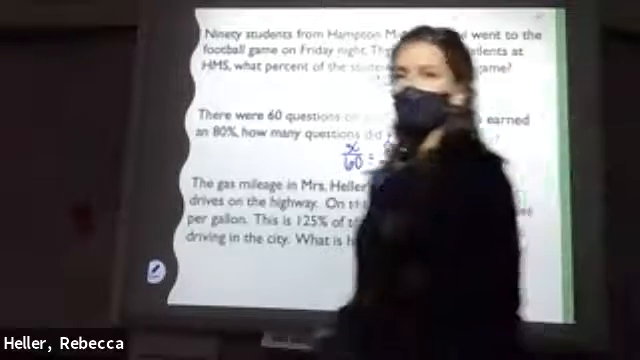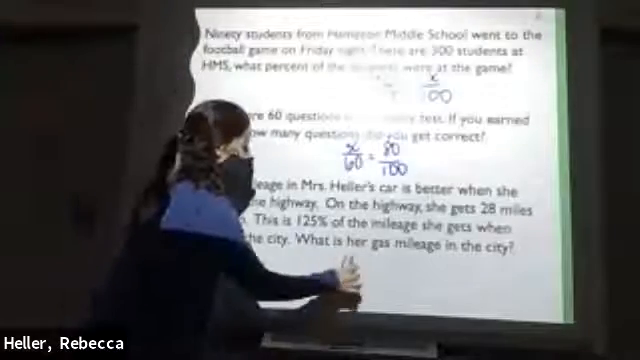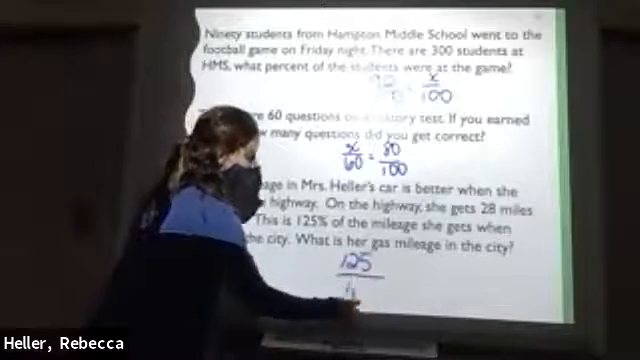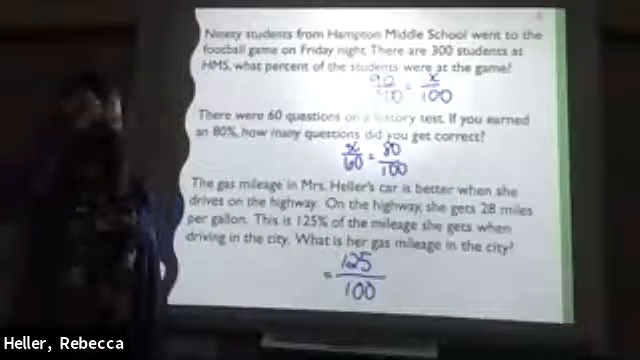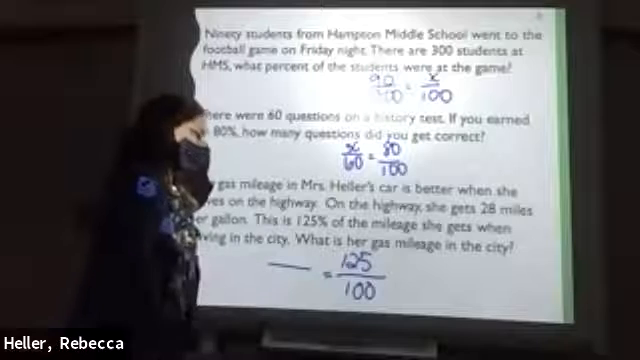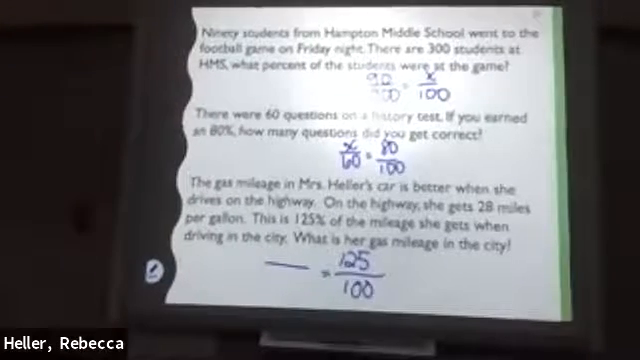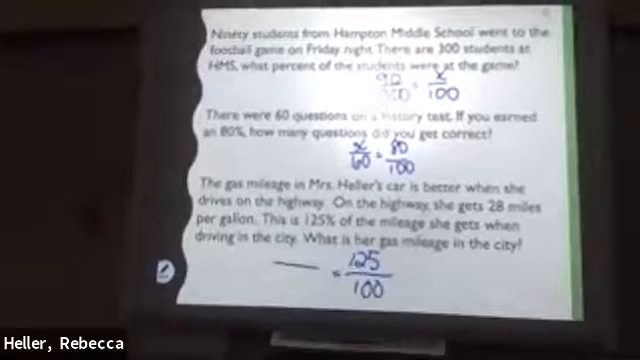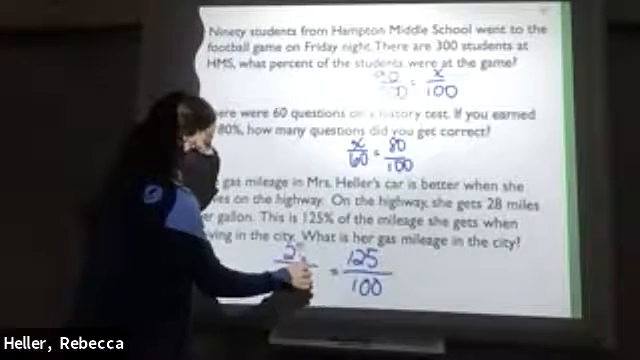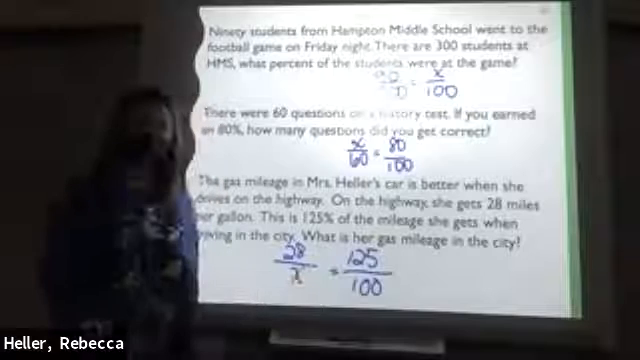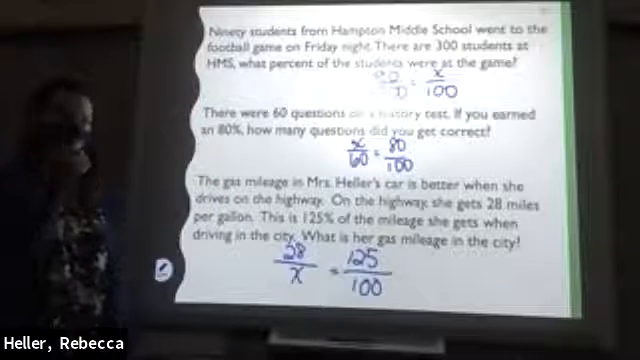Okay, for the third one, this one's a bit trickier. We know that the percent is 125, so that's 125 over 100. Where does the 28 go? Will it go on top or will it go on the bottom? Alice? Yes, it's actually going to go on the top and the X is on the bottom. Can you tell us why? Or how do you know that?